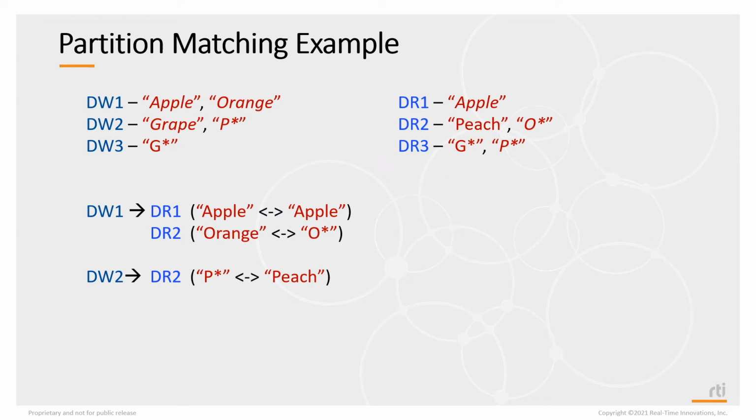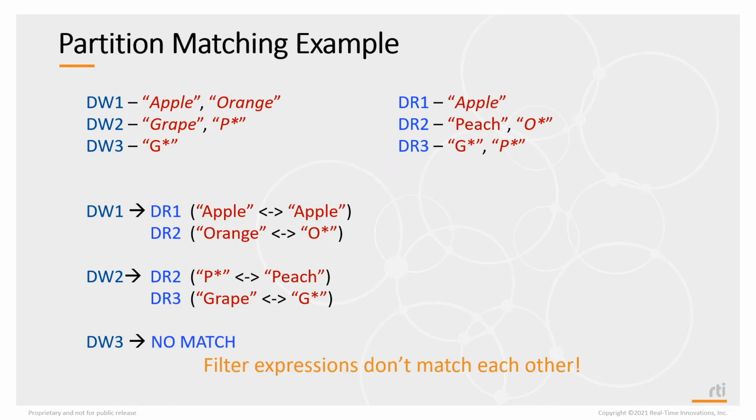Now, data writer 2 will match data reader 2 because data writer 2's P star matching filter will match data reader 2's peach concrete partition. It will also match data reader 3 since data writer 2's grape will match the G star of data reader 3.